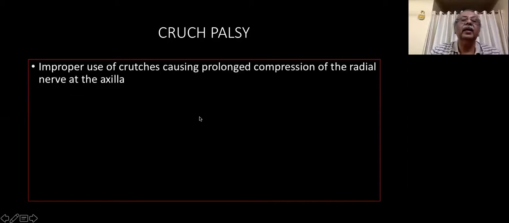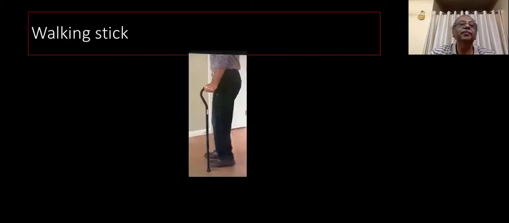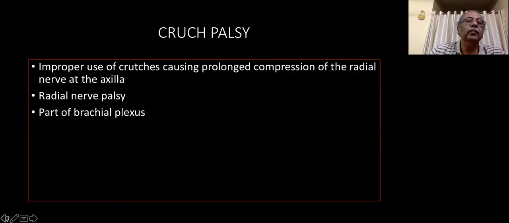Crutch palsy: the improper use of crutches causes a prolonged compression of the radial nerve at the axilla, which can produce radial nerve palsy, or a part of the brachial plexus may be injured.